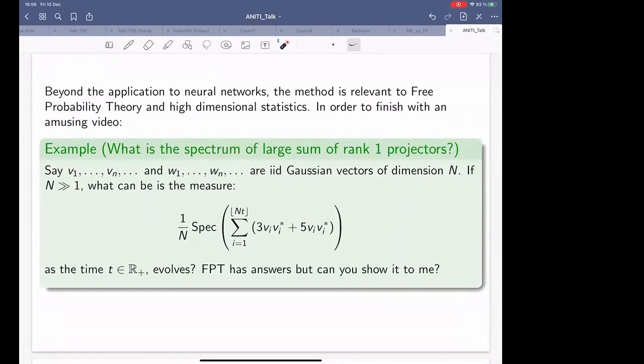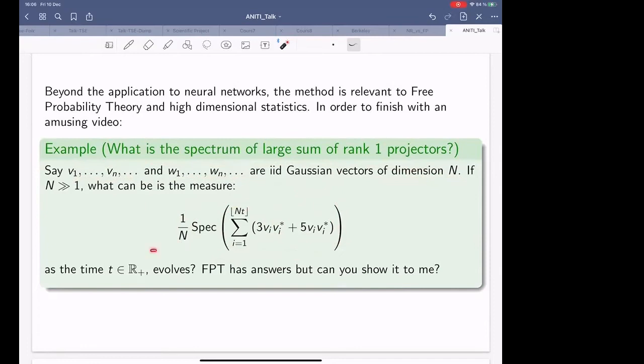So in order to finish with an amusing video, you get to see free convolution. So what is the spectrum of a large sum of rank 1 projectors? I just pick some infinite sequence of i.i.d. Gaussian vectors of dimension n, where n is very large, the Vn's and Wn's. And the V is the rank 1 projectors that I'm weighting with a factor 3. Why not? Here I'm weighting them with a factor 5. And I look at the spectrum of this sum, and I divide by 1/n.